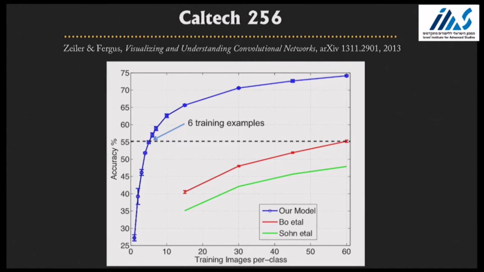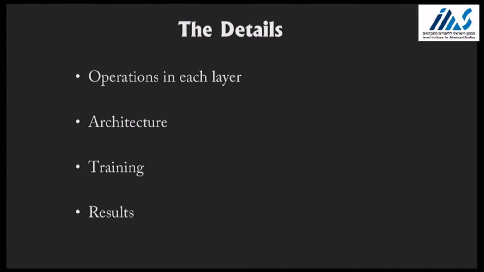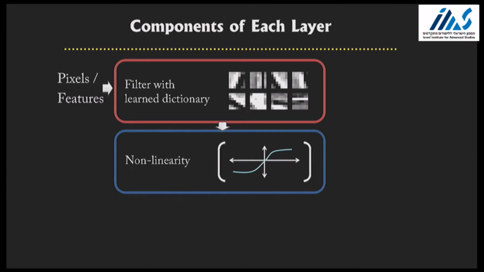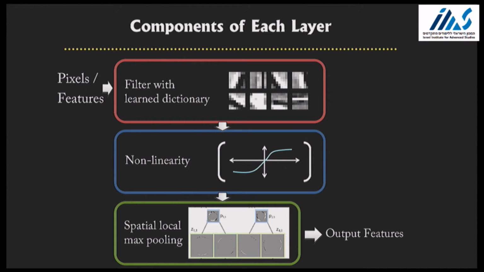So let's go back and do everything in a bit more detail. Let's look at the operations in each layer, and then how we pick the architectures and the training and all that. Basically, you're going to be taking in pixels at the input. Later on, the input to each layer will be a set of feature maps. You will convolve those feature maps with the learned dictionary, pass through some element-wise non-linearity, and then do some spatial pooling. I'm going to go through each of these 3 stages in more detail.